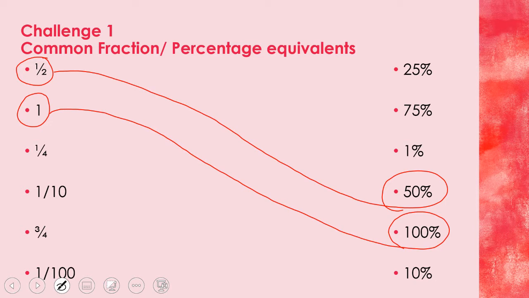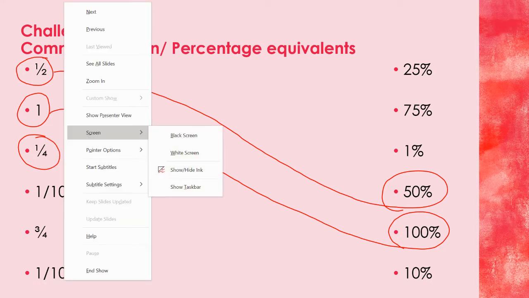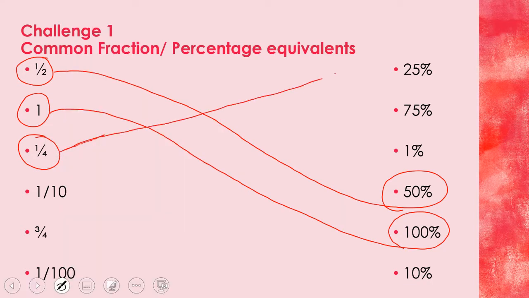Okay, so let's move on to a quarter then. I'll give you some time to have a think about this one. Well done if you were able to identify. And it's 25%. It's half again, isn't it? And if you think 1/4 is 1 whole divided into 4 equal parts, and 25 is 1/4 of 100, isn't it? 25 plus 25 plus 25 plus 25 equals 100. So that's the relationship there.